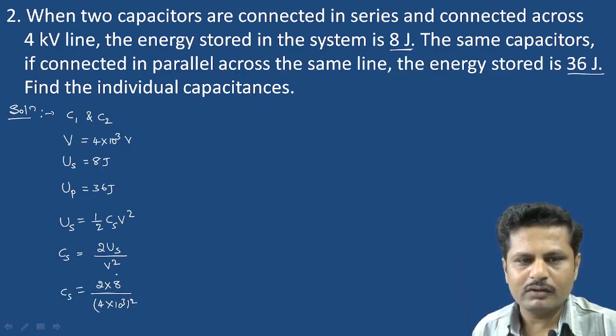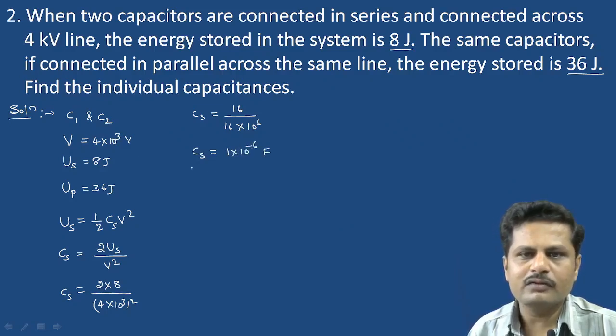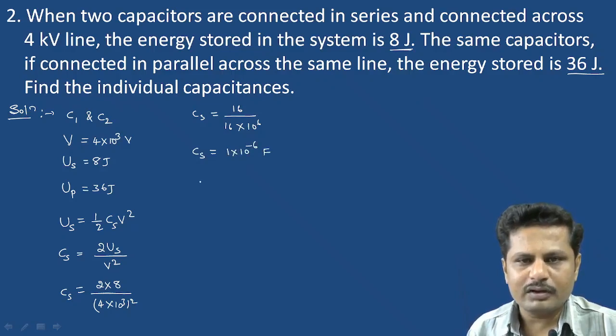Now CS equals 16 divided by 4 square, that is 16 times 10 raised to 6. So this becomes CS equals 1 into 10 to the power of minus 6 farad. This is CS. Now let me consider the parallel connection.